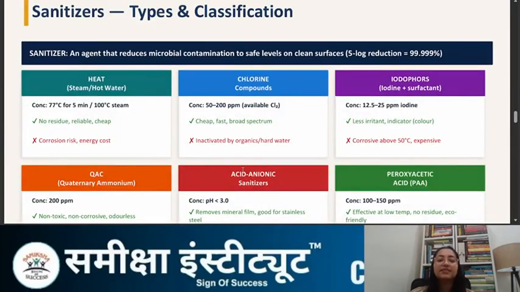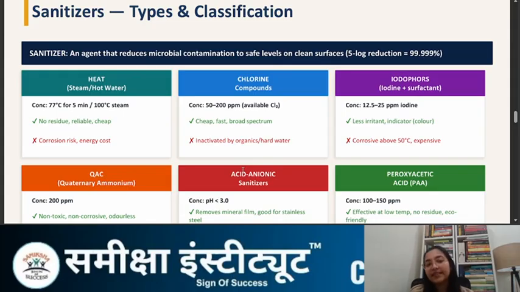Next, coming to the sanitizers and the types and classifications of sanitizers. So what is a sanitizer? First we studied about the detergent. Now we are studying about the sanitizer. So what is the basic definition of sanitizer? It is a chemical agent that reduces the microbial count to a safe level.